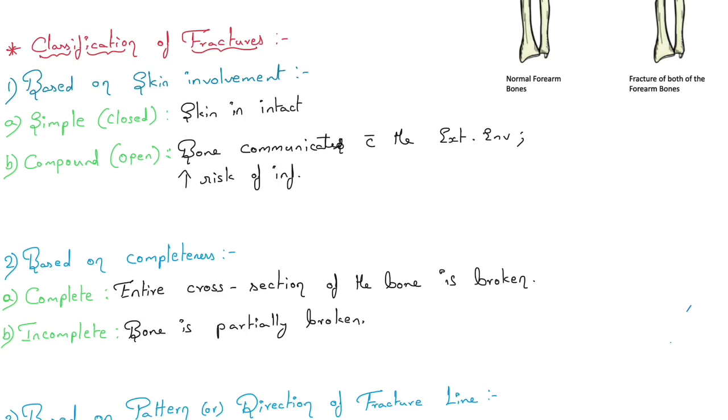Now the second one, based on completeness. Completeness means the entire cross section of the bone is broken. If the bone is totally broken, then we call it a complete fracture. Incomplete fracture means it is only partially broken, or only a line has formed.